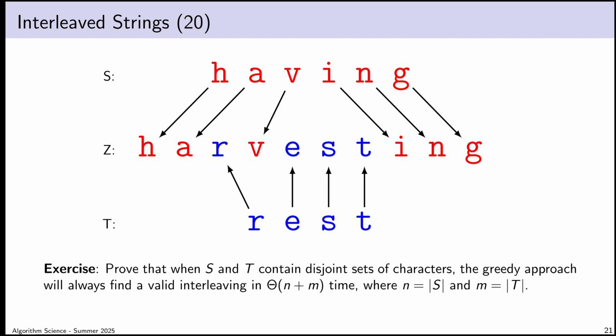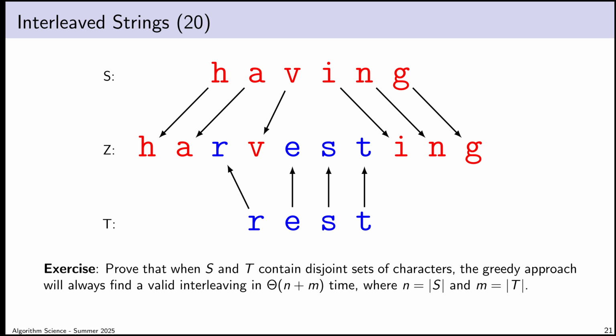Okay, so one other thing I should say about the greedy approach is the particular greedy algorithm that I just described actually works perfectly in some cases. So we can define special cases of this problem where the greedy approach works just fine. One such special case is the one where our strings S and T contain disjoint sets of characters. That is, they have no characters in common. This is not the only case where the greedy algorithm works, but it's the easiest one to justify, and so the exercise is to go right ahead and prove that.